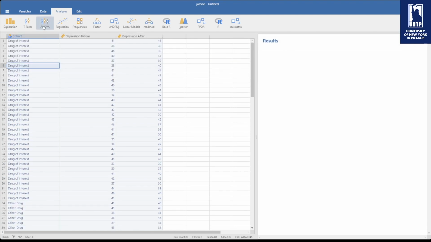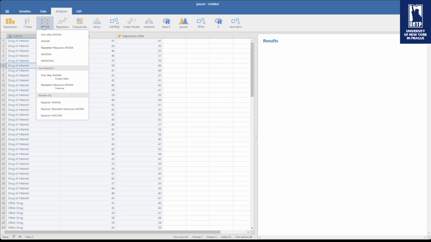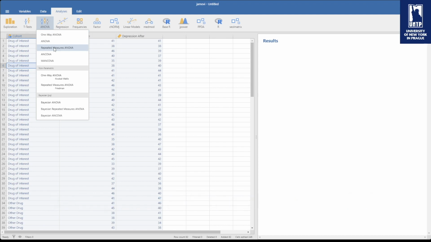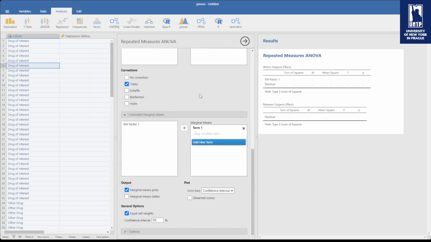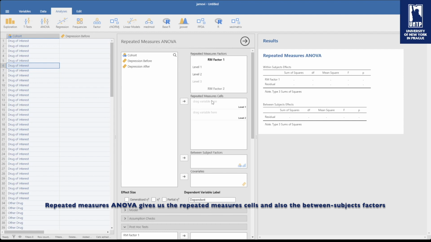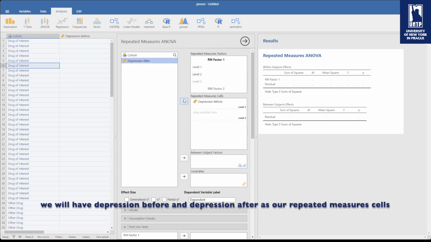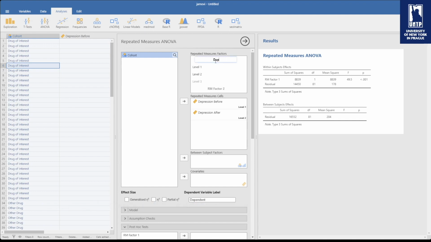So we go into ANOVA, of course, and where would you go? The answer here is repeated measures ANOVA. I know that we use repeated measures ANOVA for within subjects ANOVA. However, what's pretty about this tool here is that it gives us the repeated measure cells, but also the between subjects factor. So we have all that we need. We will have depression before and depression after as our repeated measure cells. We can call this factor depression, with levels before and after.